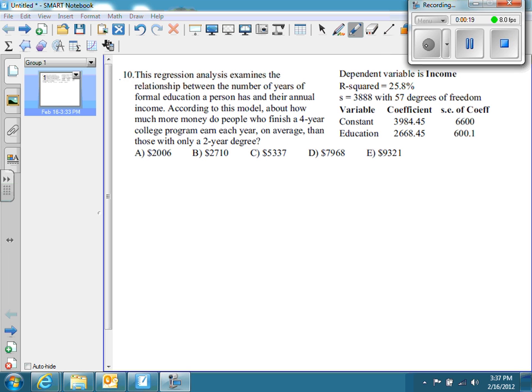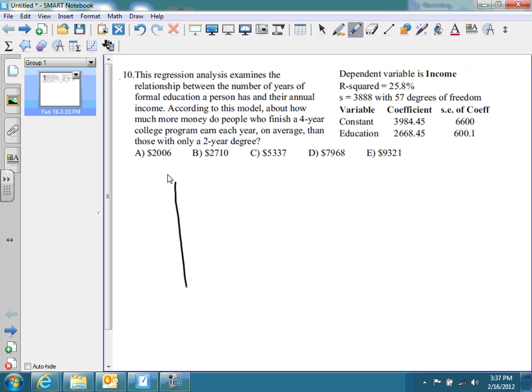Okay, so we're doing a regression analysis examining the relationship between the number of years of formal education a person has and their annual income. So I'm going to start just reading that. I'm going to start drawing myself a picture, because I need to have a picture. It's telling me the relationship between the number of years of formal education a person has and their annual income.